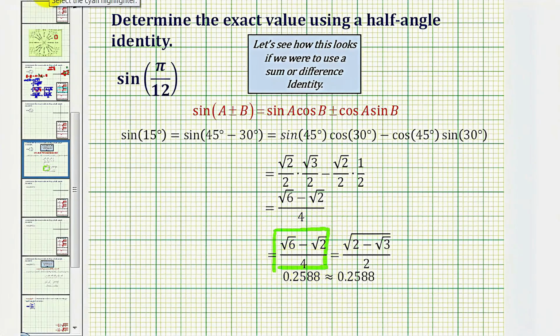And when we use the half angle identity, this was the exact trig function value. Again, they look quite different, though if we convert them to decimals, we can see they are the same. So depending on what method we use to find the exact value of sine 15 degrees or sine pi divided by 12 radians, the result will look different, but the function values are the same.